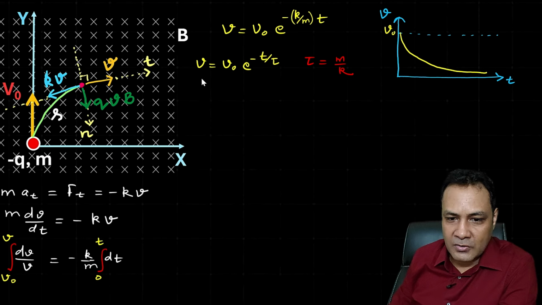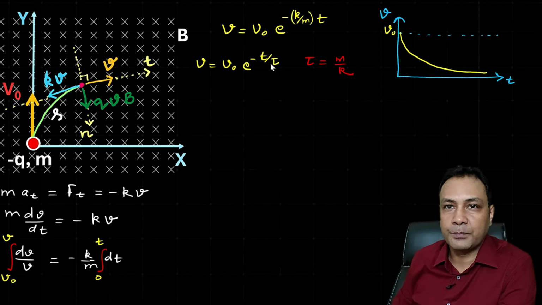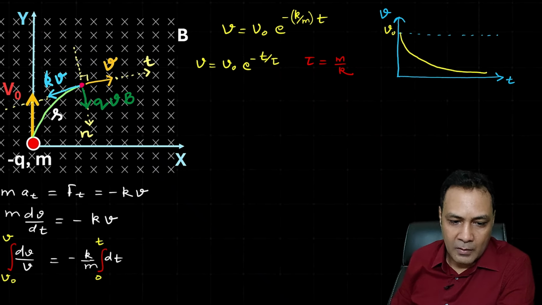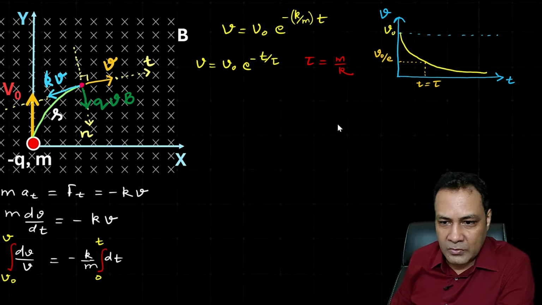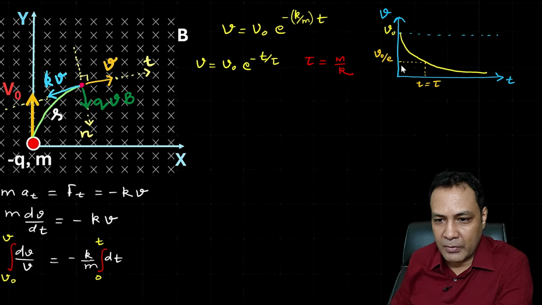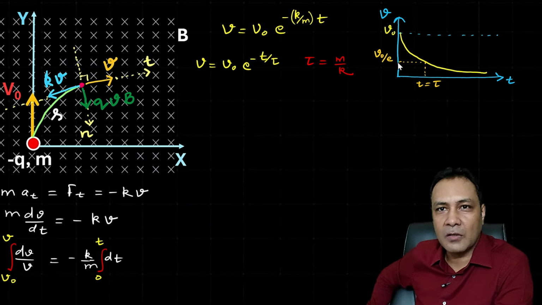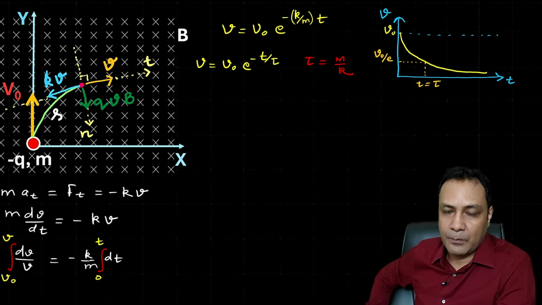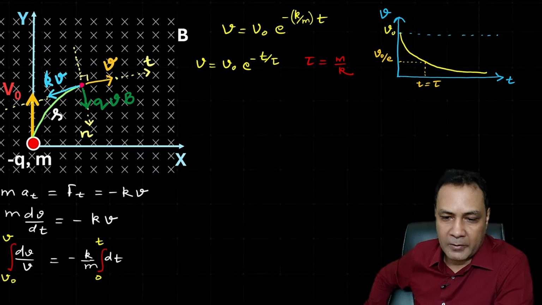One interesting thing is the speed at t is equal to tau. So at t is equal to tau, this velocity will be v naught by e. So this tau is a time at which the speed decreases to 1 by e times, meaning 37%. And this tau is also called mean time.